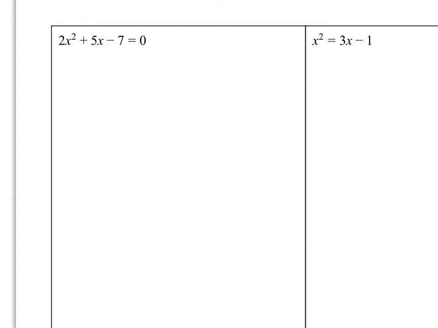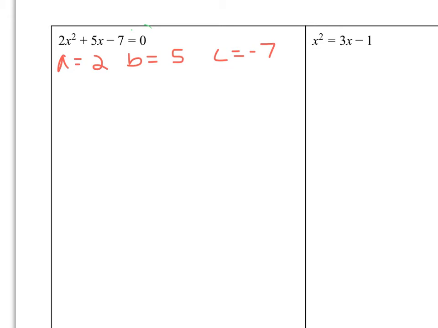So my first step on the other page is to get it equal to 0. This equation is already equal to 0, so I can move on to step 2. Step 2 is to identify my ABCs. So A equals 2, B equals 5, and C equals -7.